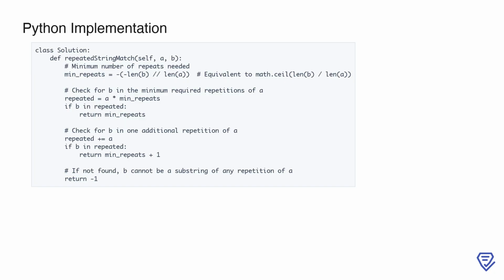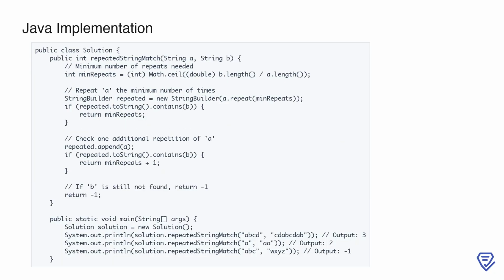If B is still not found, we return -1, as it means B cannot be a substring of any number of repetitions of A. This solution is efficient, as it ensures the string repetition and substring checks are minimized. The algorithm handles edge cases, including when B is longer than A or when B cannot be formed by any combination of A repetitions. Here, we are implementing the solution to the problem in Java.